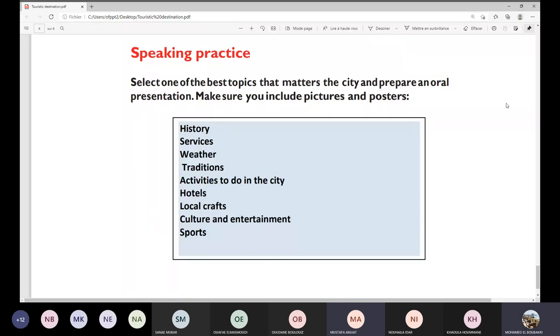And the weather. Essaouira city is very special, and its weather is windy the whole year. It also has traditions that can be seen in their clothes. The women still wear milhaf, and men also wear jellaba, and there are also marriage traditions. Also the activities, tourists can do a lot of activities in Essaouira city.